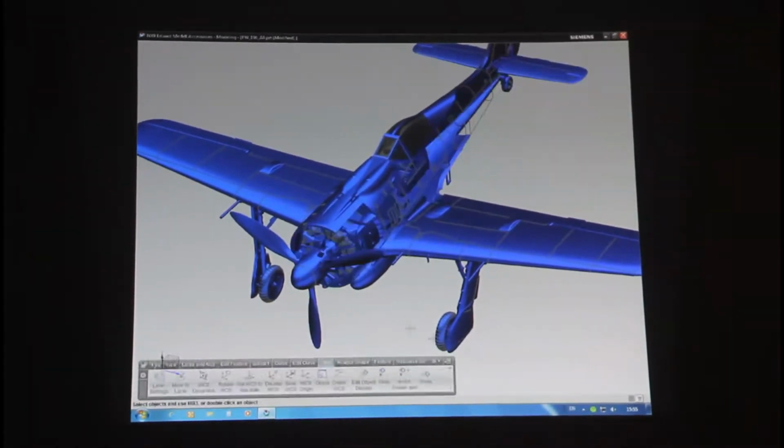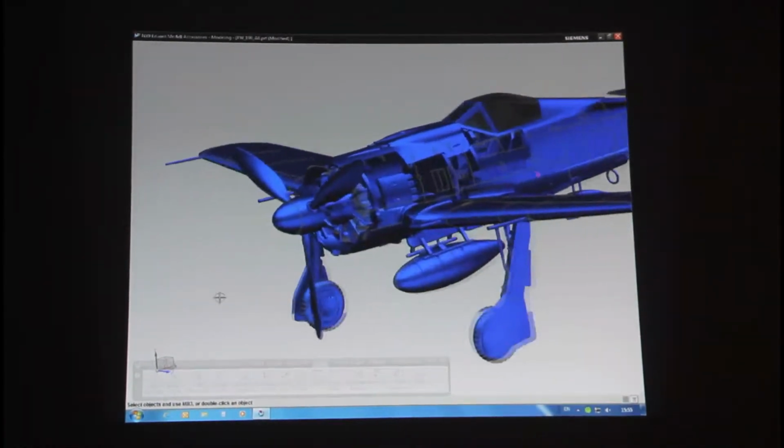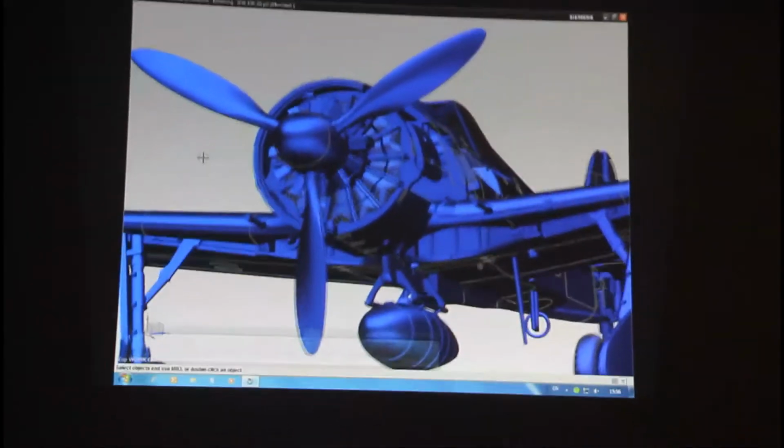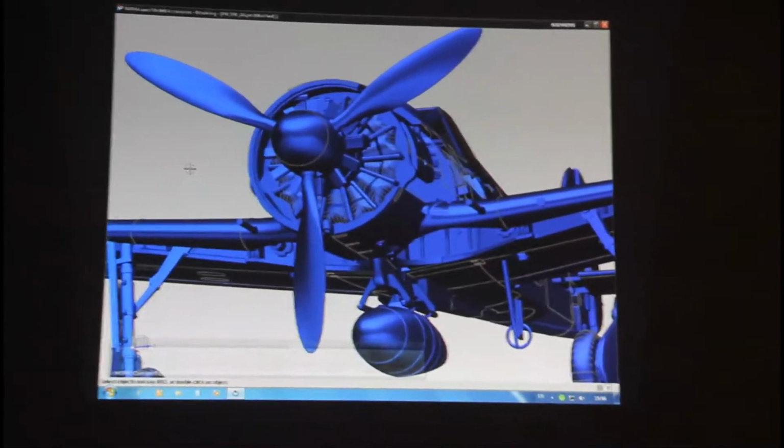Yeah, in comparison with the quarter scale kit, the engine is simplified. How about the cannon base on the wing?